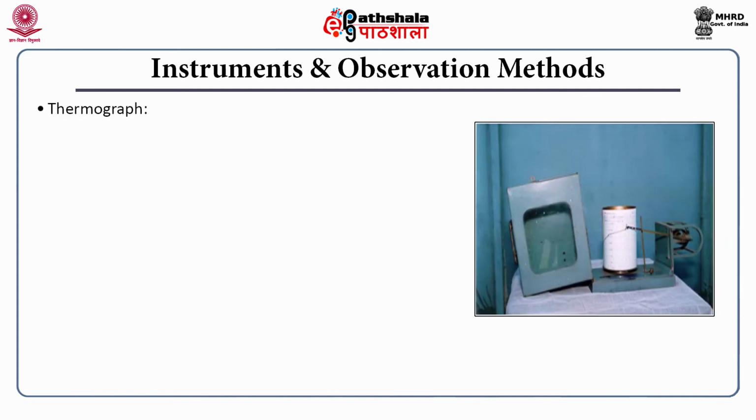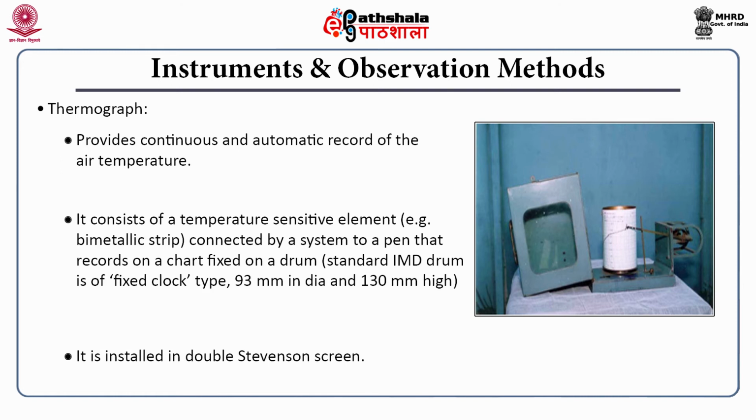Thermograph provides continuous and automatic record of air temperature. It is placed inside the double Stevenson screen. Thermograph has a temperature sensitive element. Generally, a bimetallic strip is used as a sensor, and it is connected by a system to a pen. That pen records on a chart which is fixed on a drum. A standard IMD drum is a fixed clock type. They have a diameter of 93 millimeter and 130 millimeter in height.